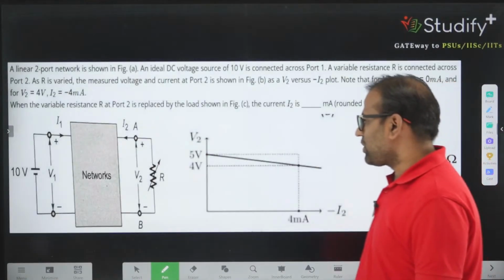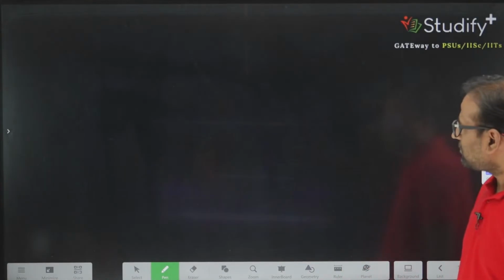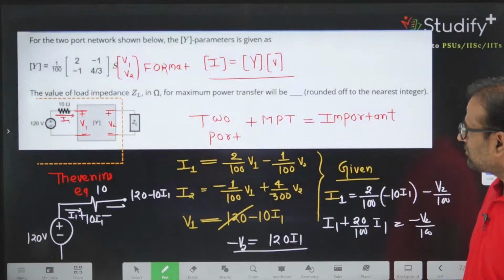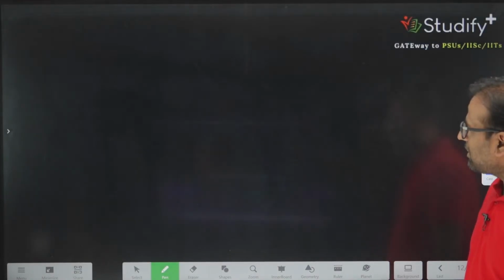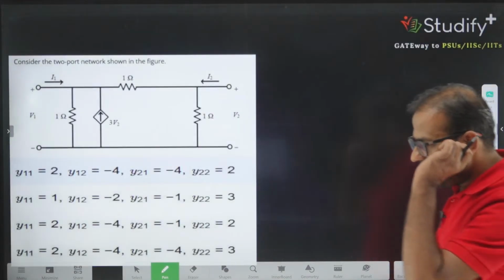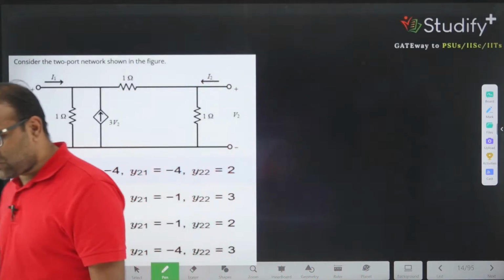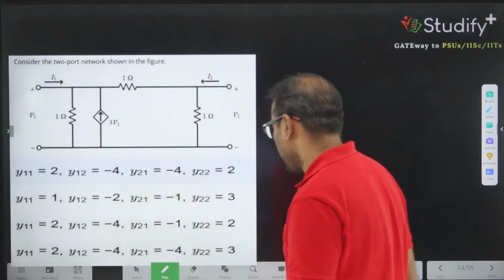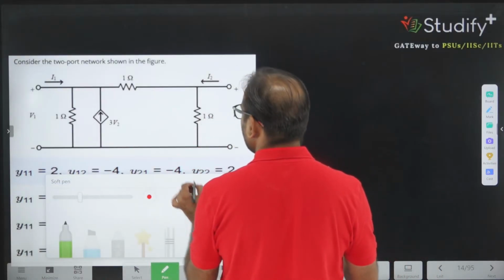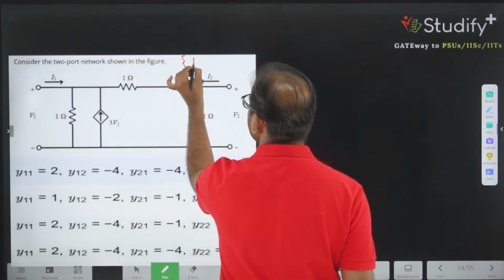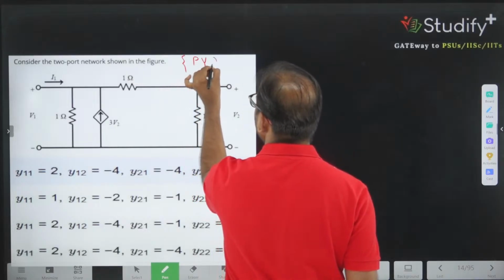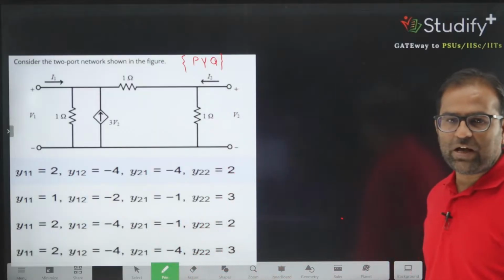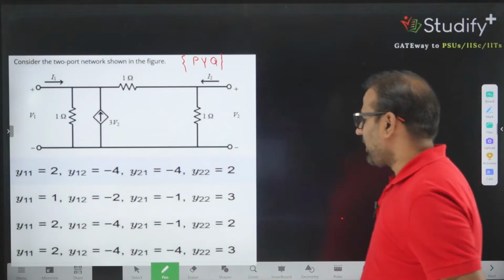Again, one more question. Let's take a few more questions on this. Okay, this is the next question, and in this question they are asking the Y parameter. This is again a PYQ, a previous year question. You can check in your booklet. They are asking the Y parameter for this network. So how to calculate the Y parameter?